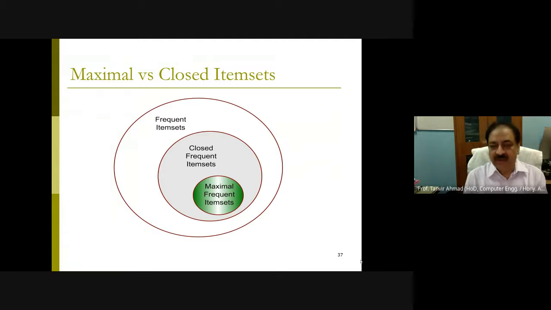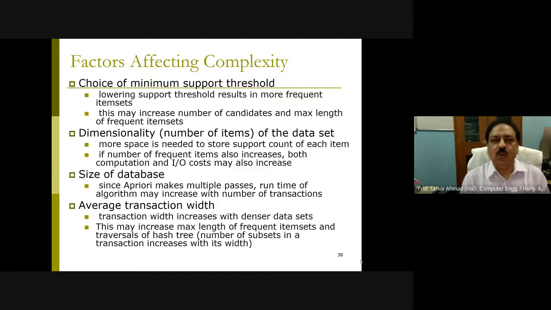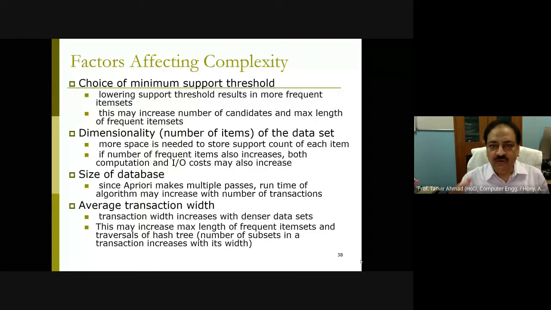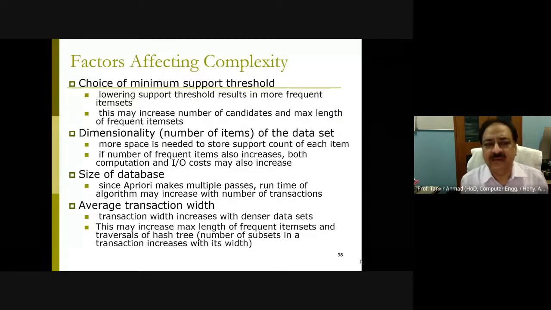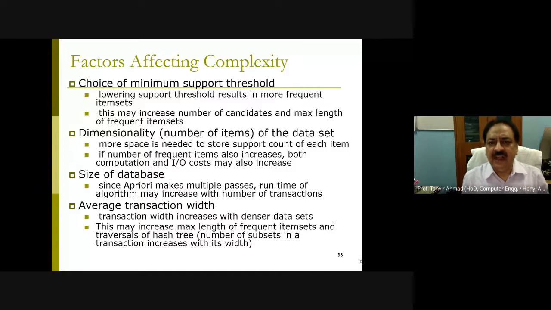But before that, let me discuss the factors which affect the complexity of the algorithm. Obviously, I told you in the previous class that how you take the minimum support will decide the complexity of the algorithm. Why? Because it's not possible to change the minimum support every now and then and run the algorithm again and again. If you keep doing like this, every time it will take a lot of time to generate frequent items, and you will have to use it at multiple levels of support.